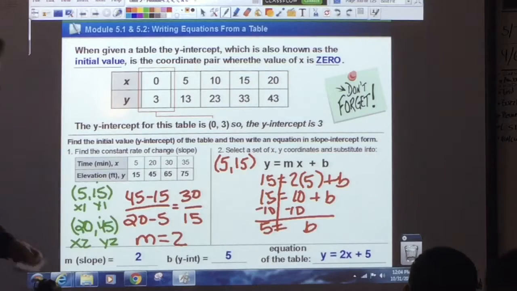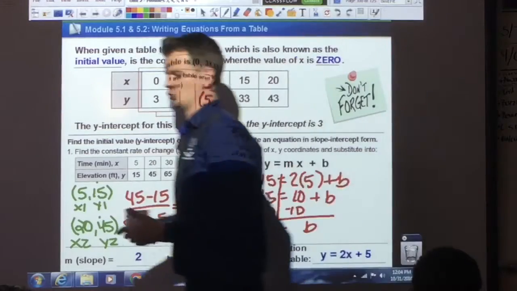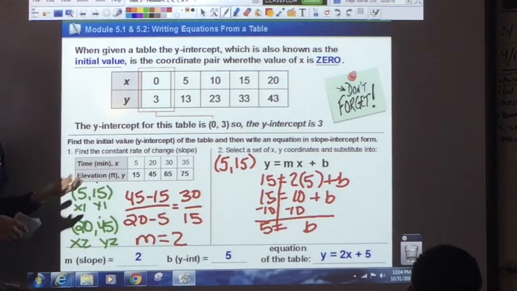That's how you write an equation from a table, just in case some of that slipped out of your mind. I show you that because on the next slide, you're going to be given the equation. Once again, you have to evaluate it. But I want to make sure, if you don't know how to do this, you'll never be able to evaluate. Any questions on writing equations from tables?